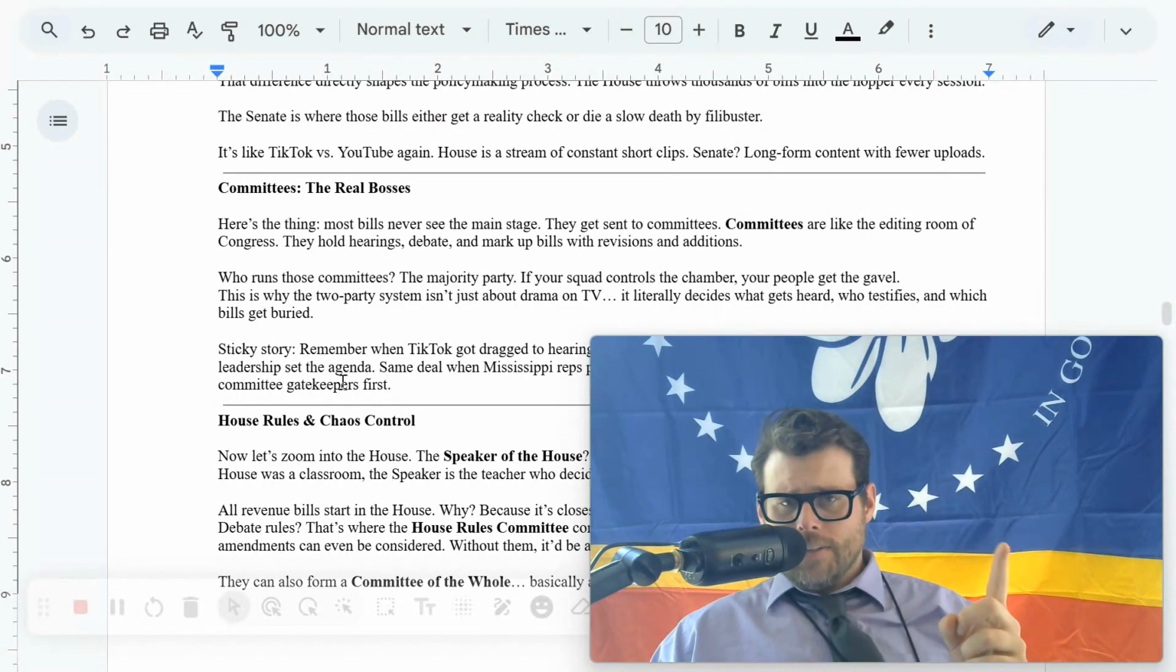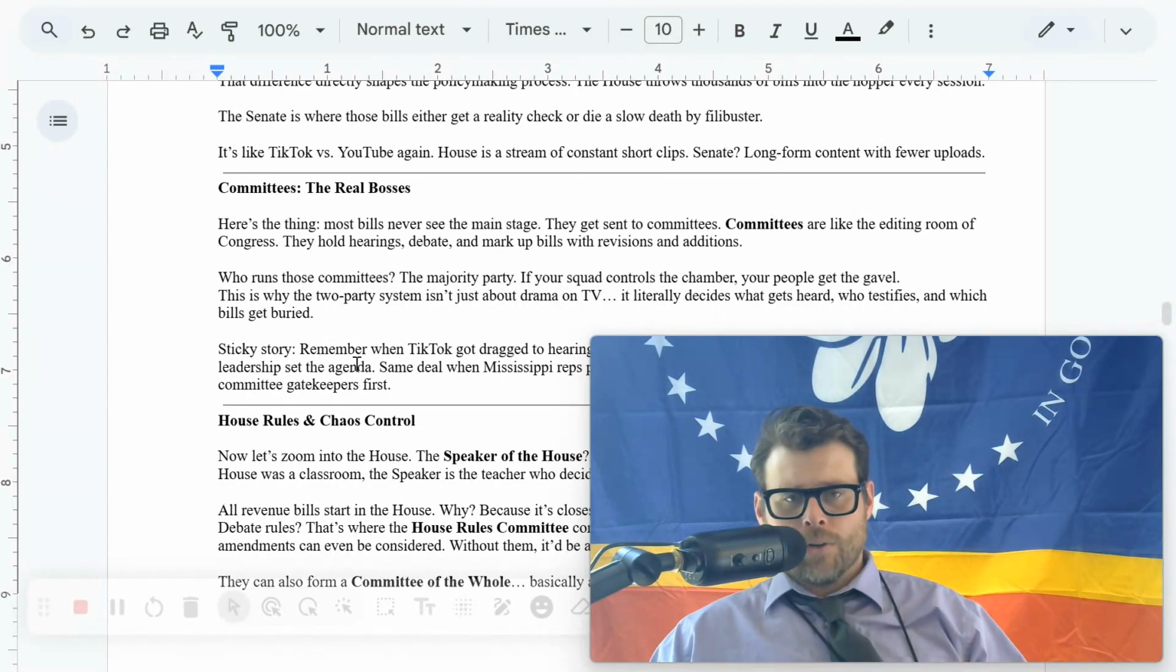Okay, so here's the thing. Most bills never see the main stage. They get sent to committees. Committees are like the editing room of Congress. They hold hearings. There are committee chairs selected by the Speaker of the House, or based off majority or seniority in the Senate, right? They hold hearings, debate, and mark up bills with revisions or additions, amendments.